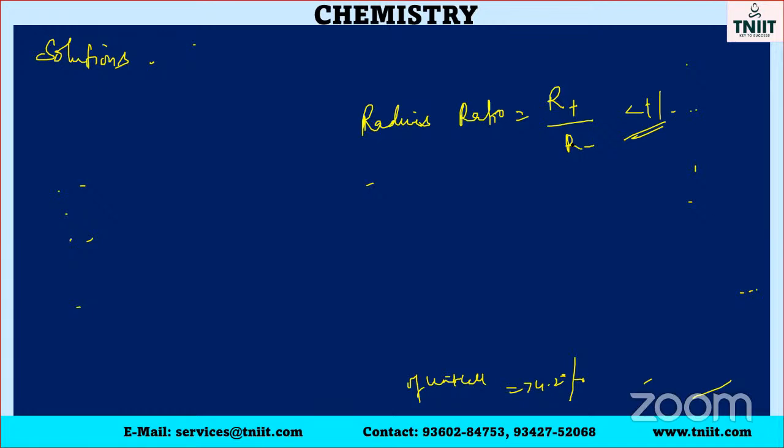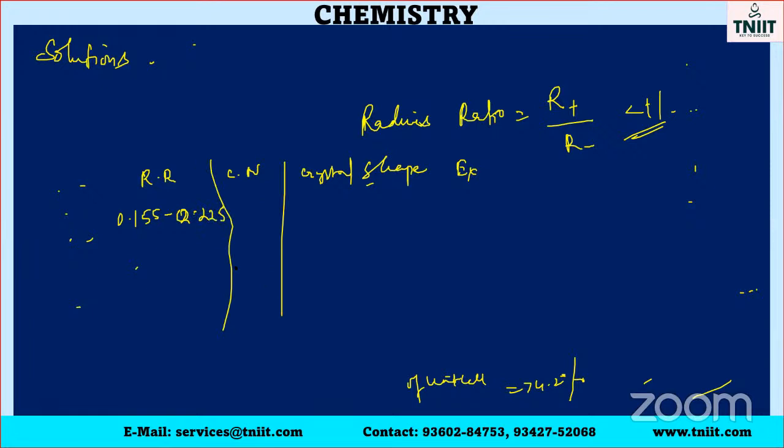I'll give you this radius ratio. This is important: the radius ratio, coordination number, crystal shape. The geometry can be determined by the radius ratio, along with a few examples. The radius ratio between 0.155 to 0.225 gives coordination number 3, and the shape is planar triangle. Examples are boron trifluoride and B2O3, boron trioxide.